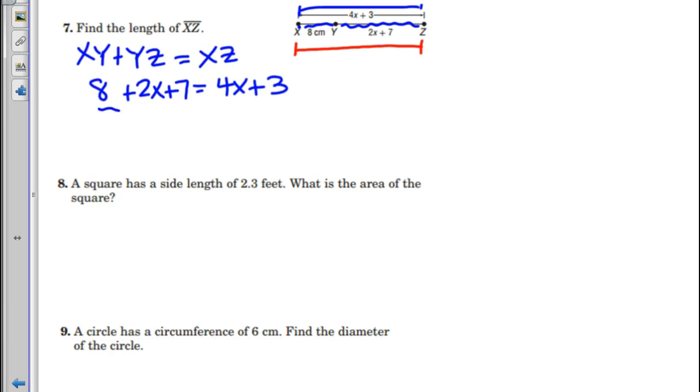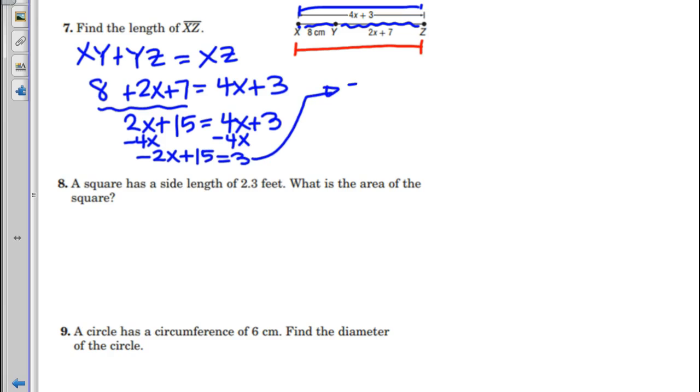Now I can solve. Let's start with same side. Same side, we're just going to combine like terms. So I have 2x plus 8. 8 and 7 is 15. I don't have anything to combine on the right side, so I'll just leave it. All right, now I'm going to move my x's to the left and my numbers to the right. Doesn't matter which way you decide to do it. So that gives me negative 2x plus 15 equals 3. Instead of scrunching, I'm just going to move this guy right over here. I'm going to subtract 15 from both sides. Negative 2x equals negative 12, or x equals 6.